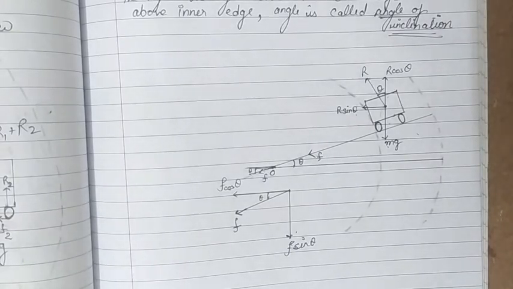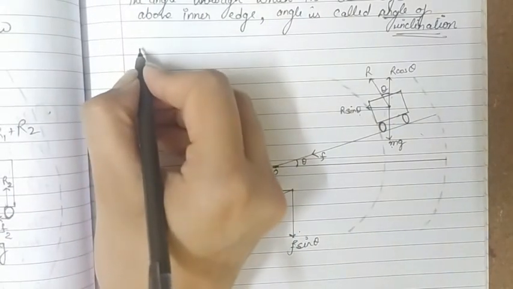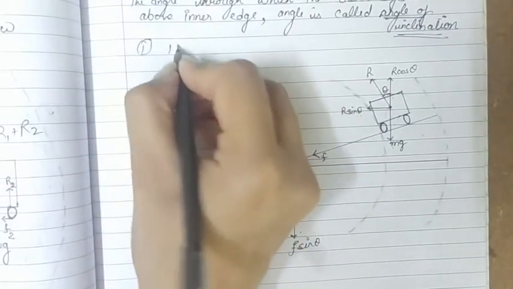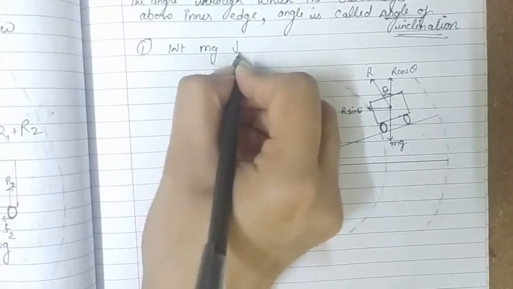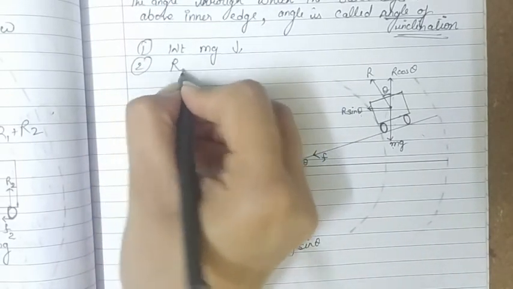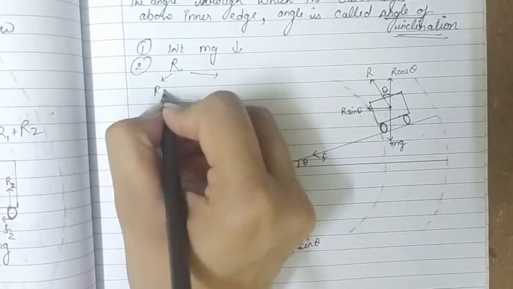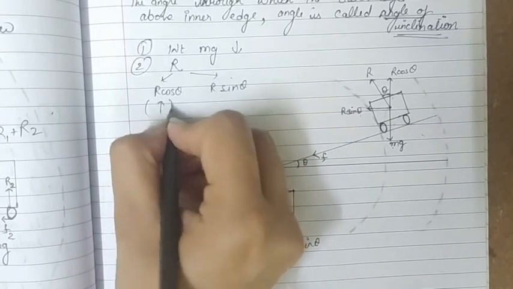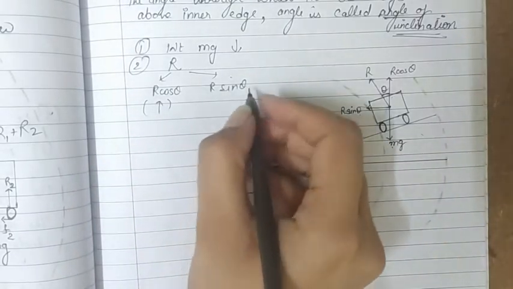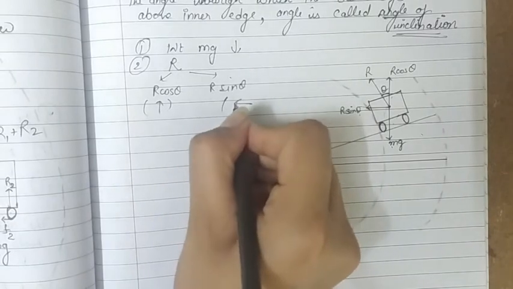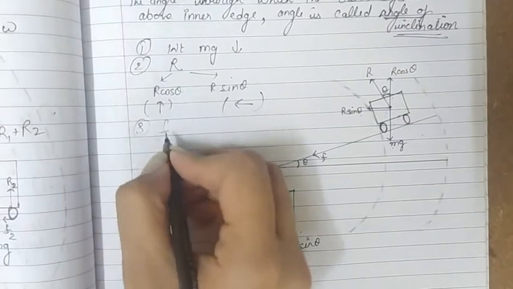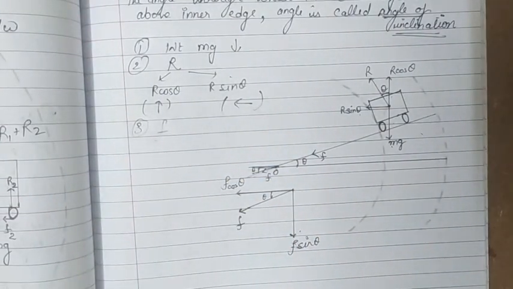So these are the required forces acting on the car on a banked road. The first is weight mg, which is downwards. Second is the reaction, which has two components, R cos theta and R sin theta. R cos theta is upwards, which is balanced by mg, and R sin theta is in an inward direction, that means towards the center. The third one is the force of friction. I am representing it by small f. Here small f represents the force of friction.